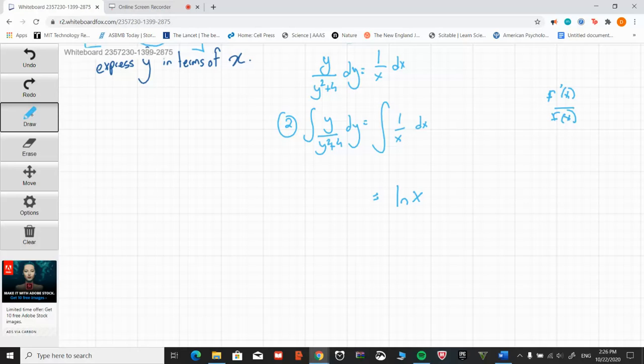Now, let's put some sort of constant of integration. Let's call this c1, ln x plus c1. This is the constant of integration to the right. Now, before we deal with these constants, the plus c part, let's finish up with the integration on the left.